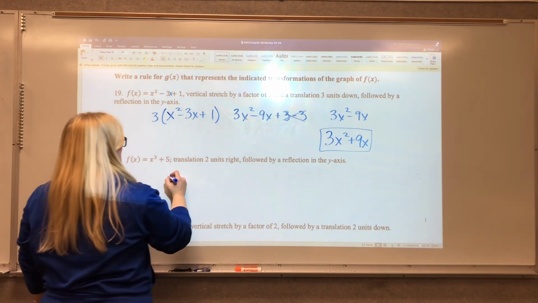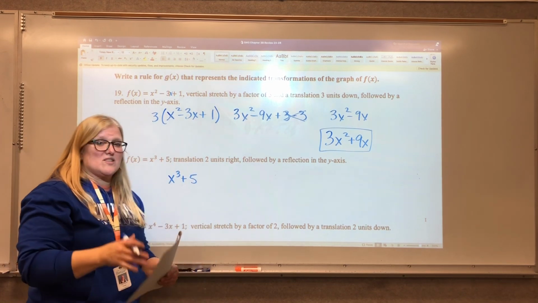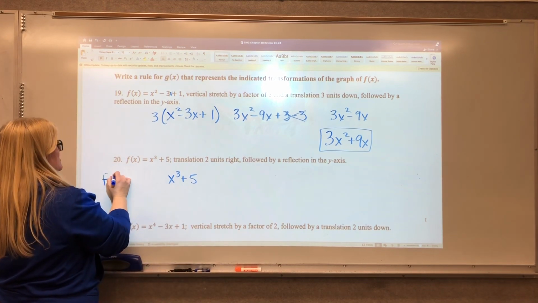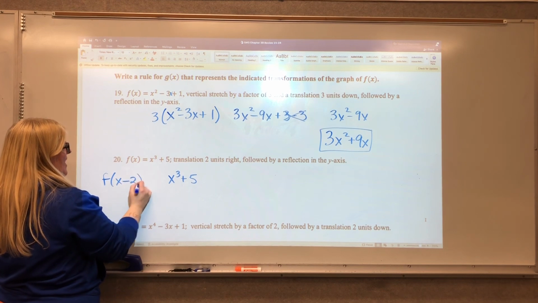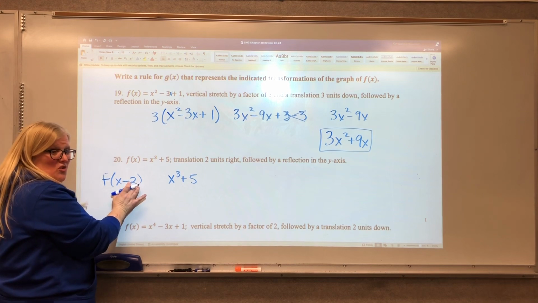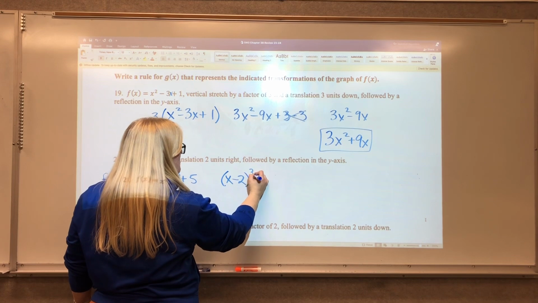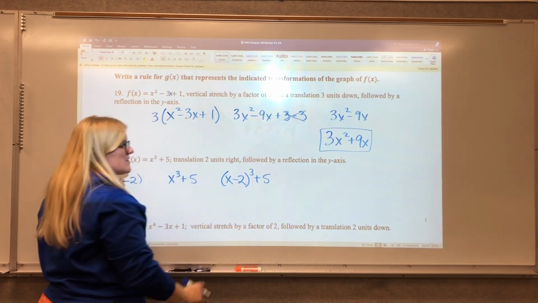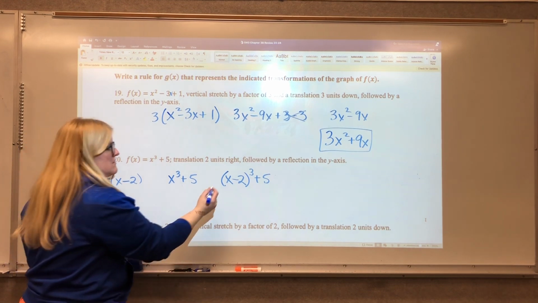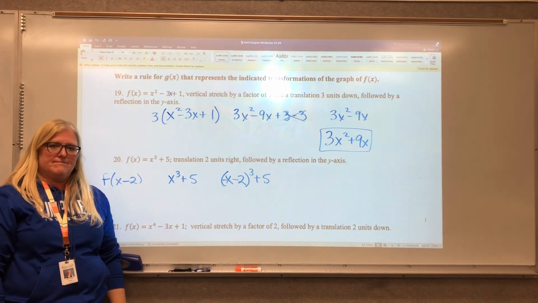Okay, x cubed plus 5. Translation 2 units to the right. We talked a little bit about this. Remember, when we're going to the right, it's f of x minus 2. And so the x gets replaced by x minus 2. So you put in x minus 2 cubed plus 5. Okay? Followed by a reflection in the y-axis. That's it.